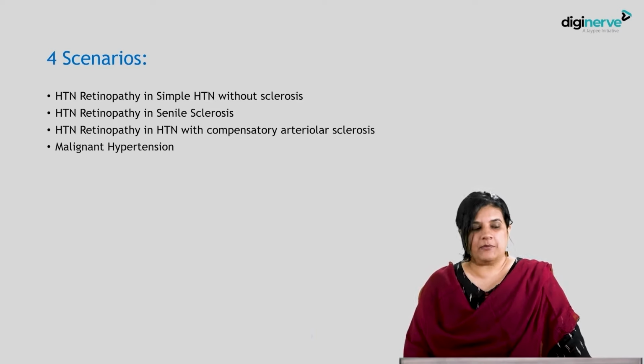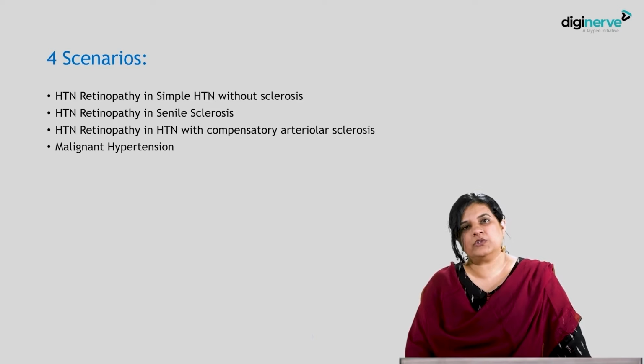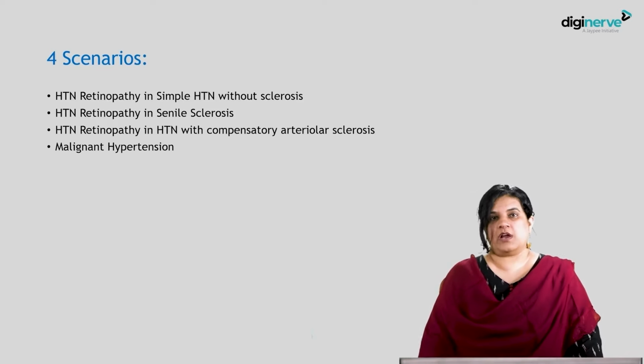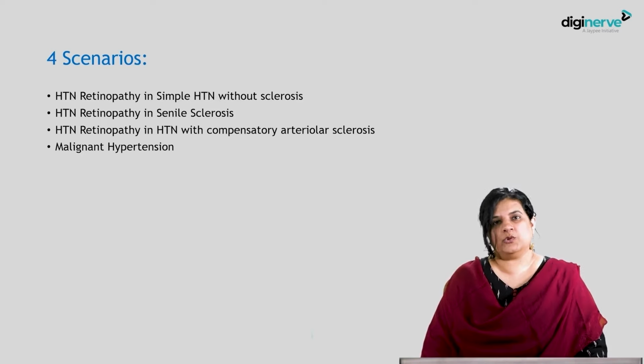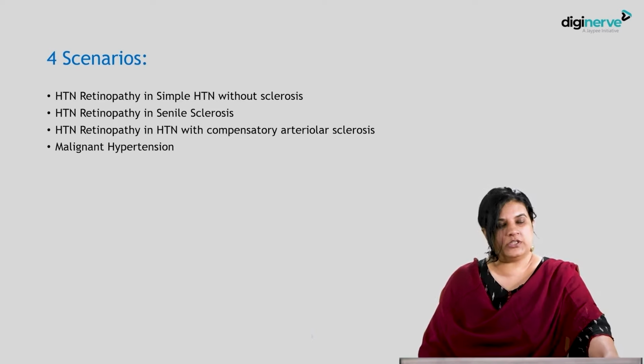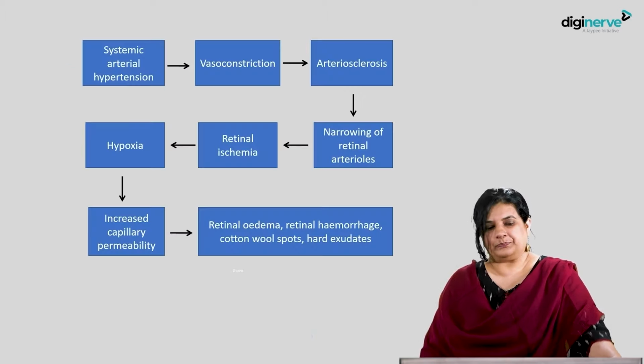Then there can be hypertensive retinopathy in senile sclerosis. So this is in the elderly, where there is a constant smoldering process that is going on, and that is damaging the blood vessels. We can also have hypertensive retinopathy in hypertension with compensatory arteriolar sclerosis. So this also is seen in young individuals, and usually those who have a renal involvement. And then we have malignant hypertension or accelerated hypertension, which requires urgent attention. The hallmark of this condition is disc edema.